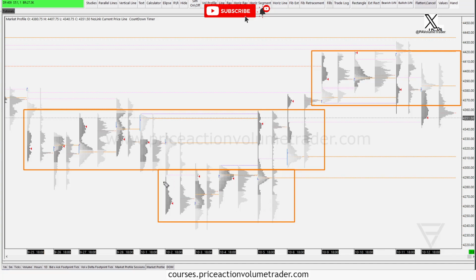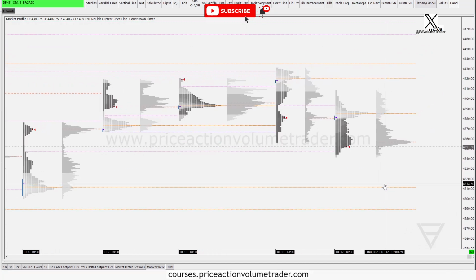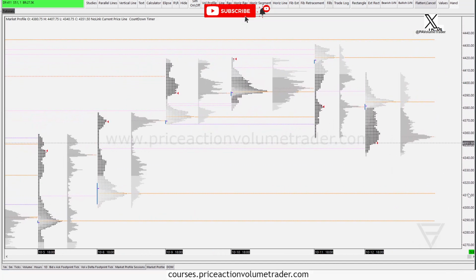So market tends to come, build value in an area, and then either break out or break down, seeking previous areas of value. Here we broke out even more, and probably behind here there were some more areas of value, and then we built this. So the composites, like I said, you can merge this.